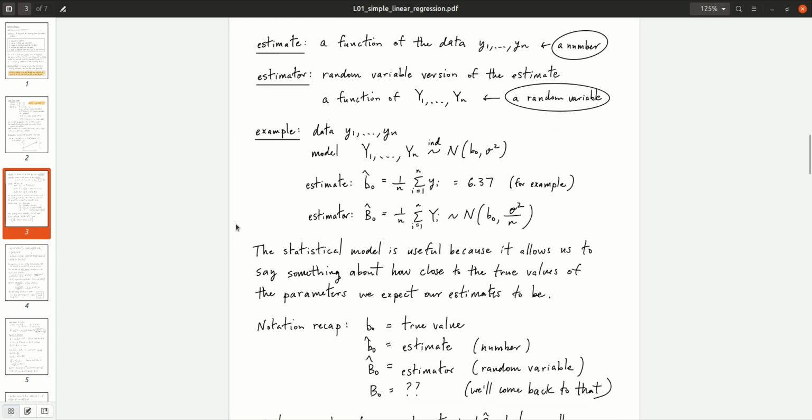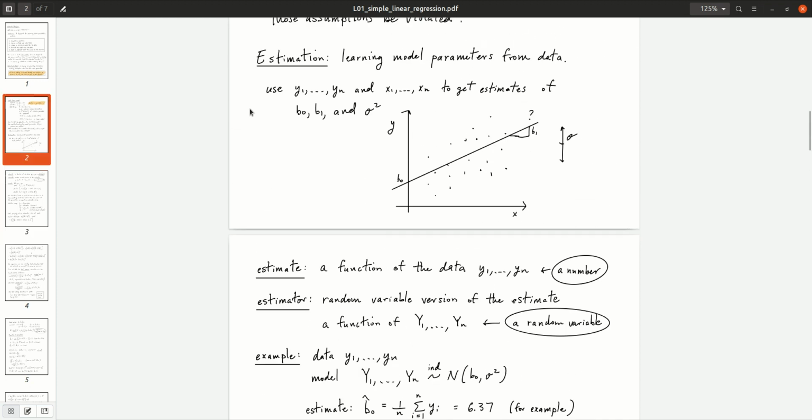So some terminology here. We'll be using these terms over and over, so let's give the definitions. An estimate is a function of the data, that being little y1 up to little yn. So these are just numbers. It will also be a function of x1 to xn as well. An estimator is the random variable version of the estimate. So this is going to be a function of the random variable version of the data.